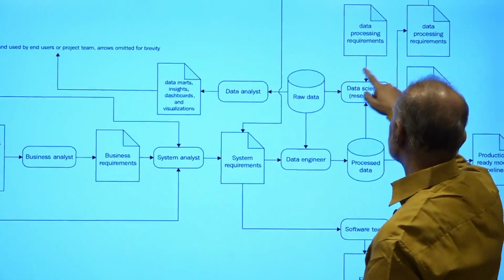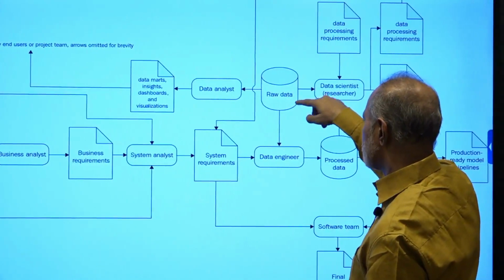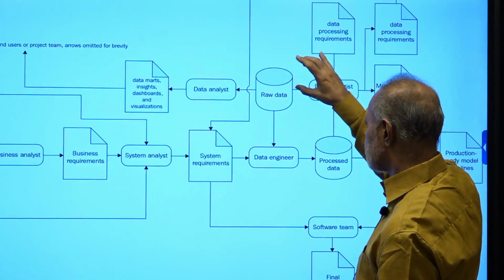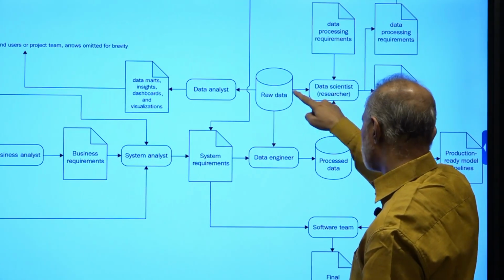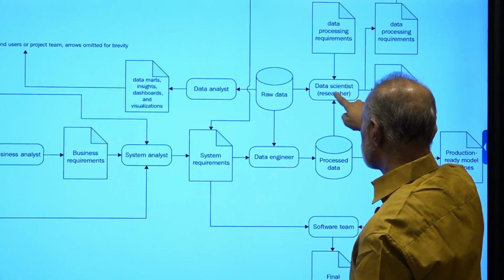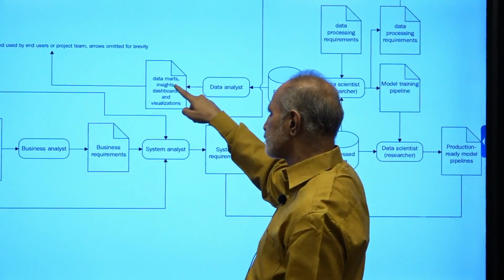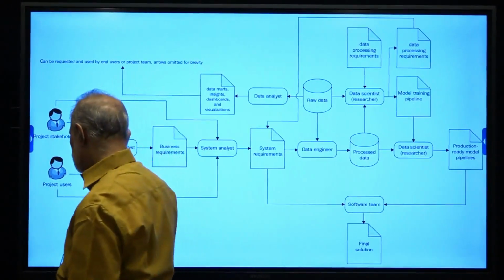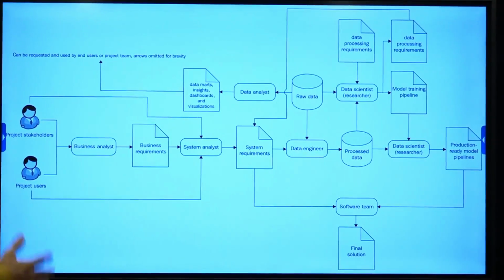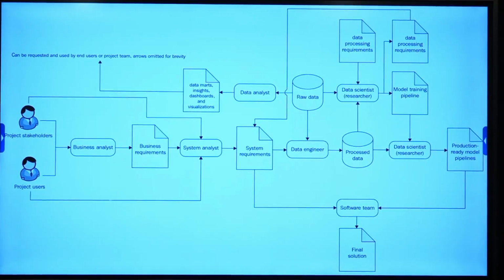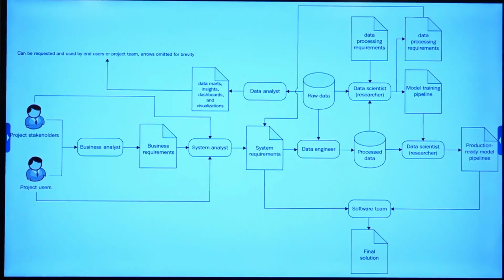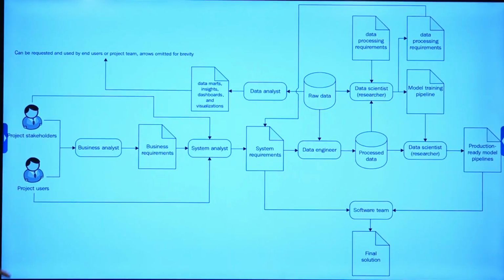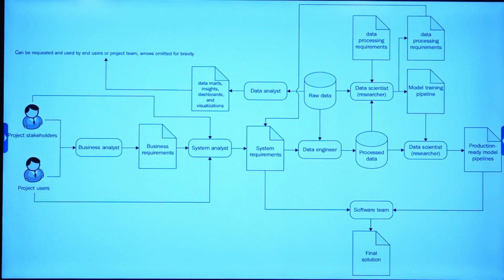Now, here if you see, raw data is available. Raw data is nothing but my database system. I have a data scientist who is working on the raw data, model training, pipelining, everything, and finally a data analyst who uses a data mart, insight, dashboard, and visualization. This comes as the output. If you look at this diagram, it gives you a complete scenario of the roles and responsibilities of all the people involved in the project, starting from the project stakeholder, users, data scientists, business analysts and others. Next time I am going to talk in more detail about the roles of individuals. Thank you so much.